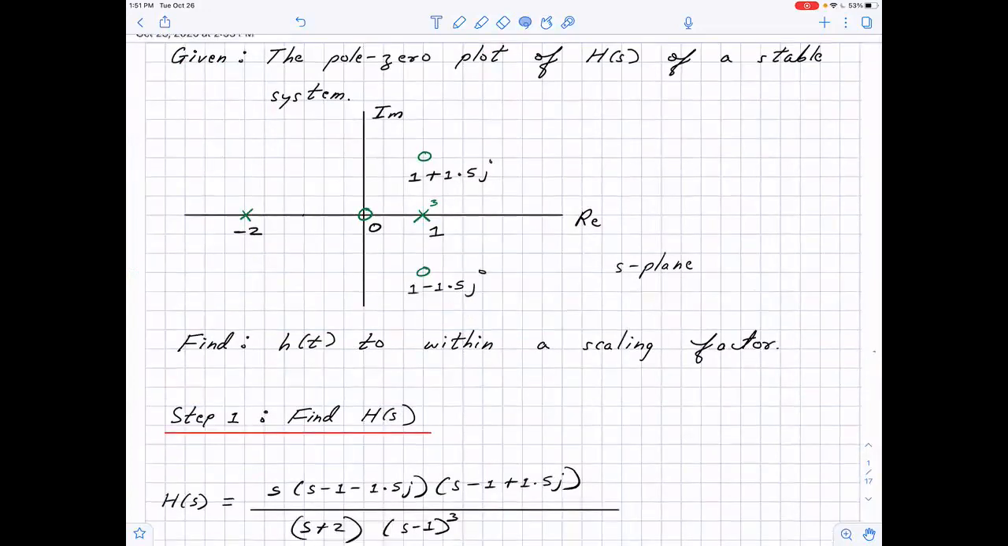In this problem, we're given the pole zero plot of the transfer function of a stable linear time invariant system. So this pole zero plot is given. We also know that the transfer function is a rational function of s. And what we need to find is h of t, the impulse response, to within a scaling factor.